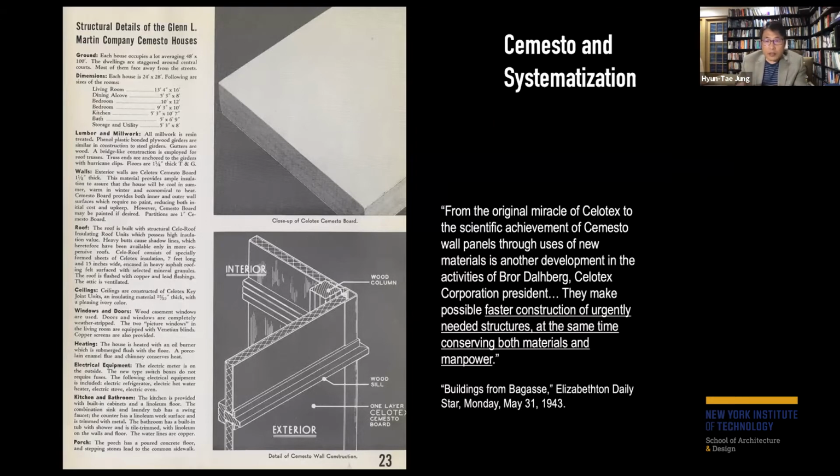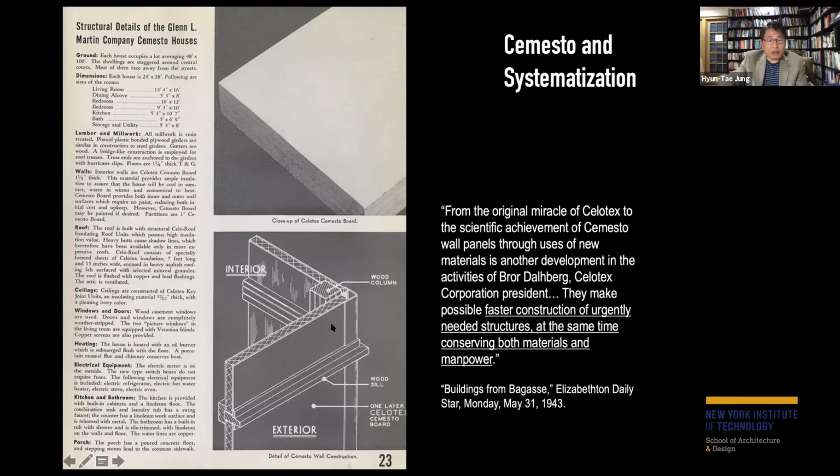So Celotex started to combine things together, with cement and asbestos. They developed this product called Cemesto. Cemesto is basically a combination of asbestos and cement. But when it breaks, particles come out, and then it becomes a problem. Not just a problem, a serious problem.